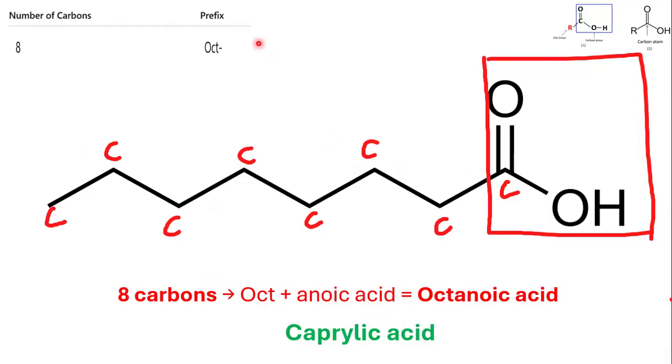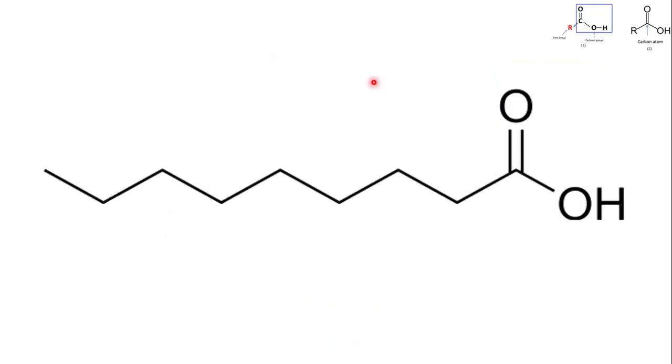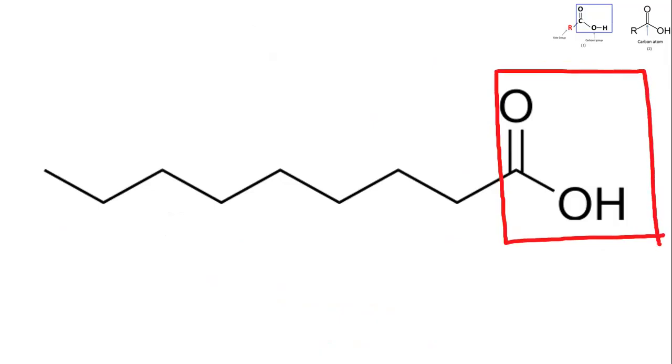Now let's move on. We have 2 more, 9 and 10. So let's move on to this one. Let me clear our drawings. What are we going to do when we have something like this? Let's look at this. This is a big one, right? First of all, we can identify our carboxyl group. Boom.